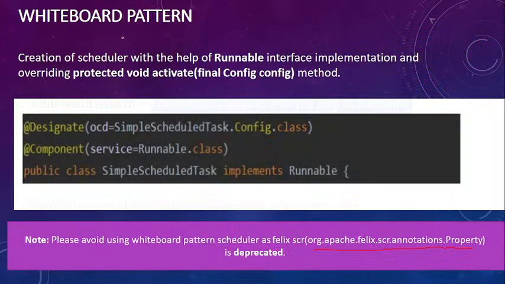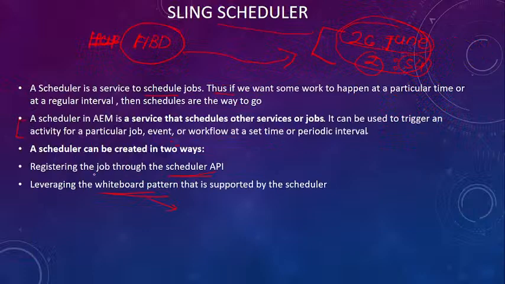So this is the whiteboard pattern, but we will avoid it and will not create the scheduler using it. We can create a whiteboard pattern as well; for that we use this API, this package, and Runnable is common for creating a scheduler. As I have already discussed, you have two ways to create a scheduler: first is the scheduler API, second is the whiteboard pattern.